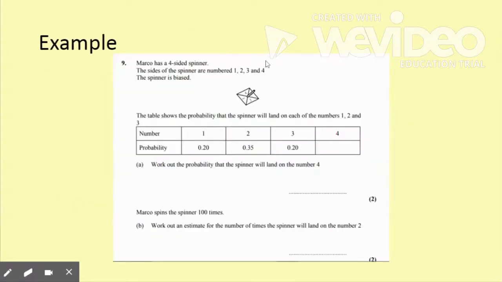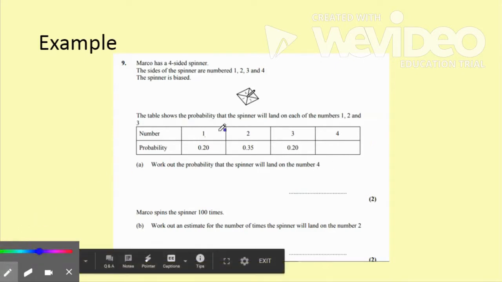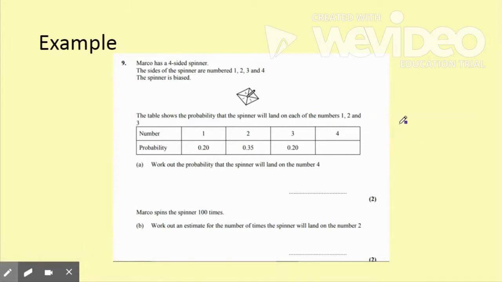All right, so here is one example of an exam question, and I want you to have a go. Marco has a 4-sided spinner, and the sides of the spinner are numbered 1, 2, 3, and 4. The spinner is biased. So it's telling us straight away that it is biased. First of all, it's given us some probabilities, and it wants us to figure out the probability that the spinner will land on 4. To do this, we need to recall that all of these probabilities added together are going to equal 1.